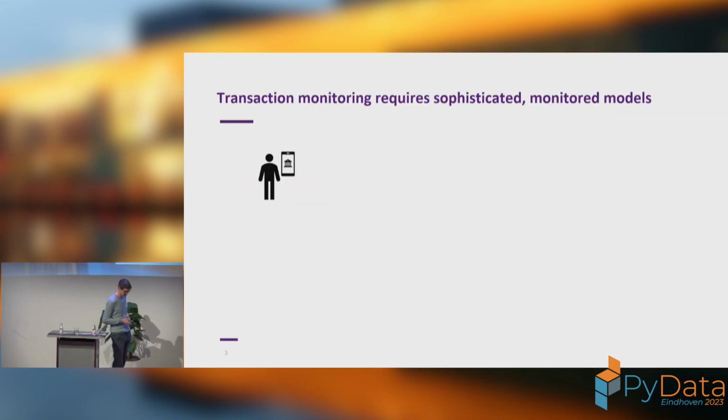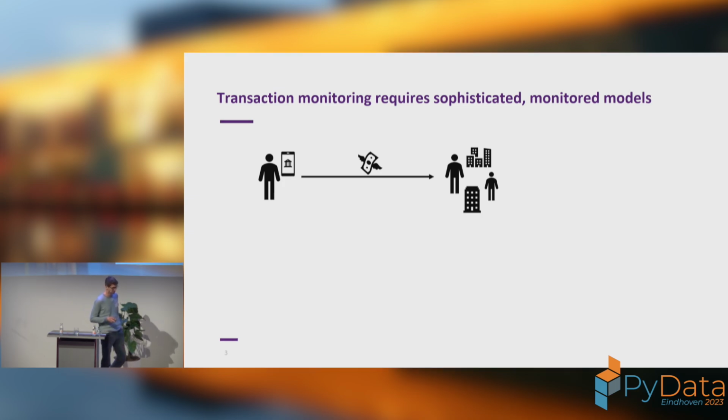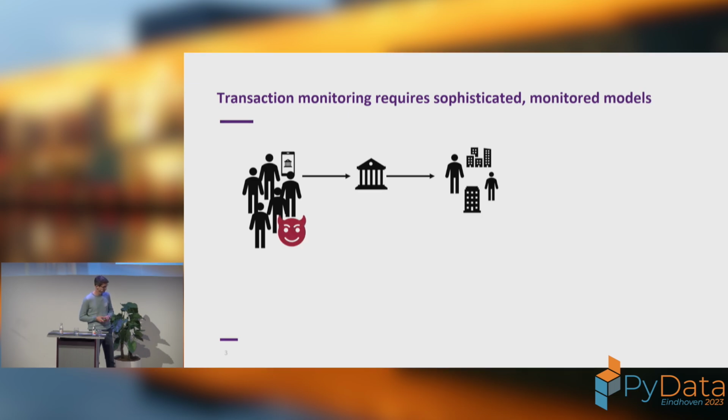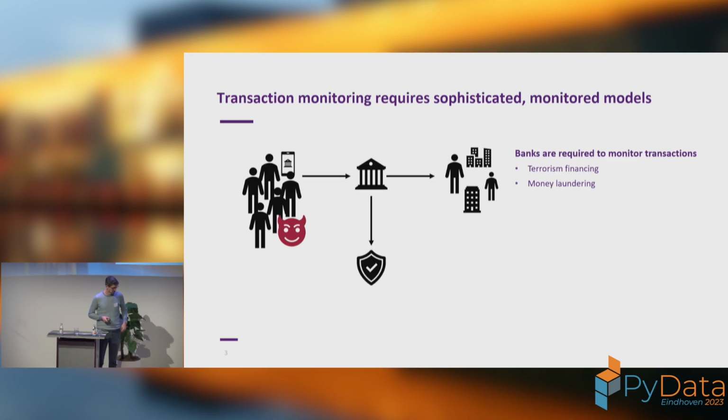Let's get started. Transaction monitoring, well, we all know it. We're human beings, we have phones, we send money to friends, business, whatever, online shopping, Black Friday. In practice, of course, money goes to an intermediary, your bank, and gets sent through. Many people do it, and of course, there are some black sheep involved. So that means, by law from the Dutch National Bank, every bank is obliged to monitor every single transaction for terrorism financing and for money laundering. It's quite a big task.